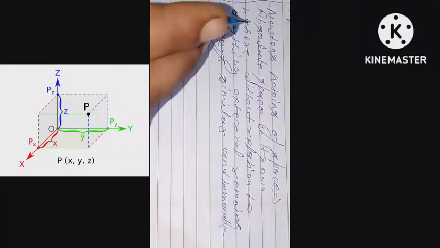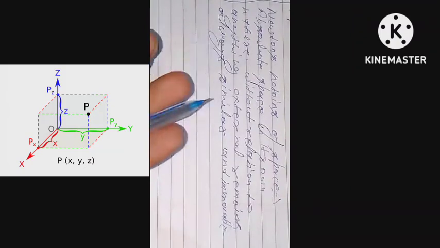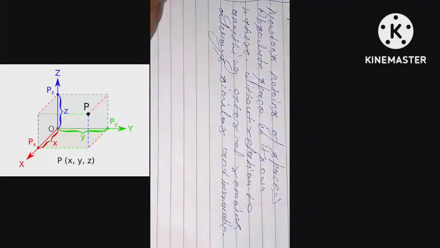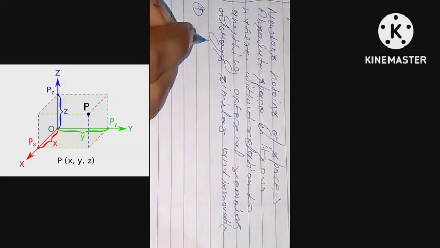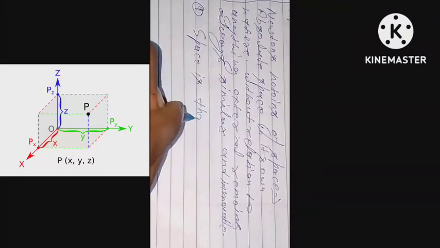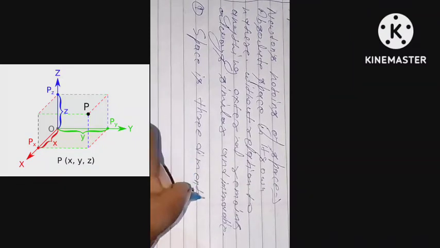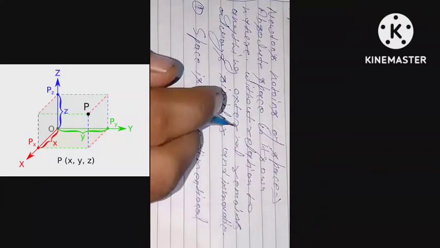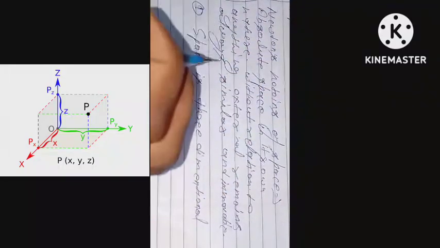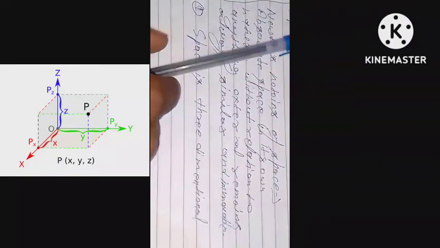According to Newton, the main classical properties of space are: space is three-dimensional. That means the concept of space and time is fundamental to the study of mechanics. All objects occupy space.